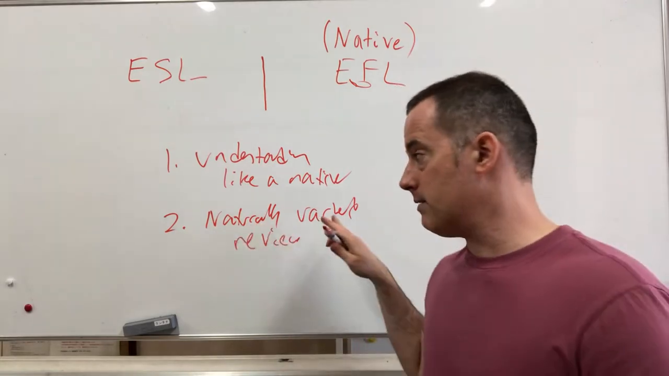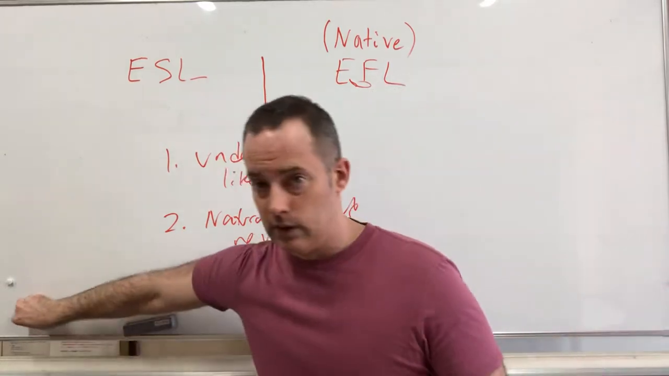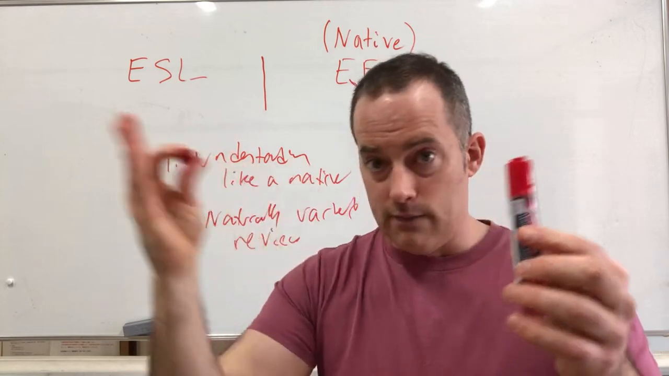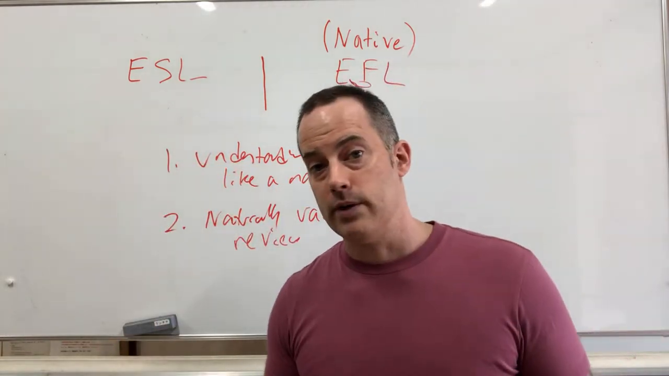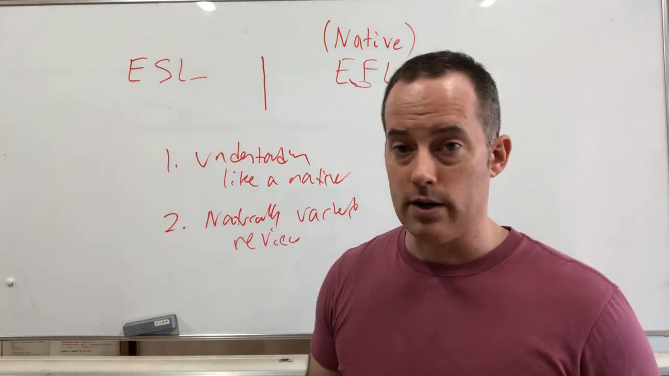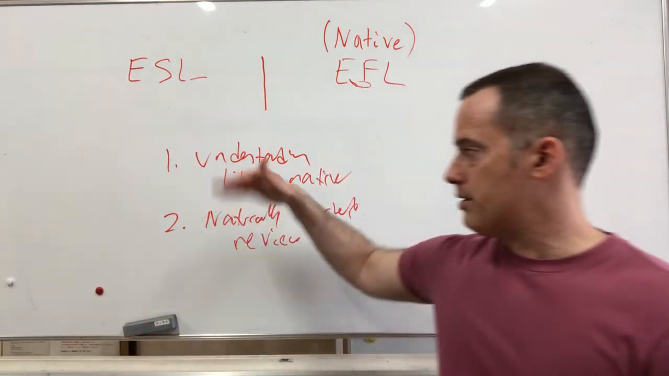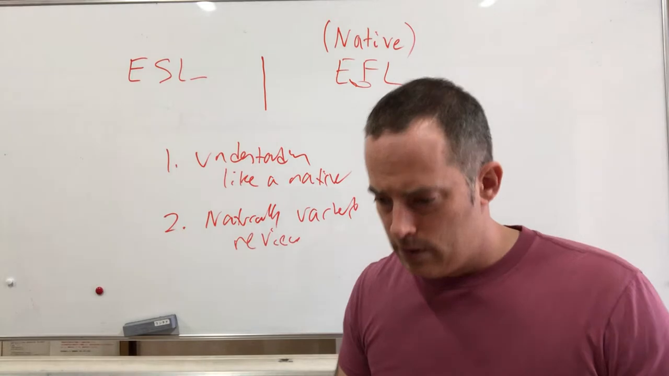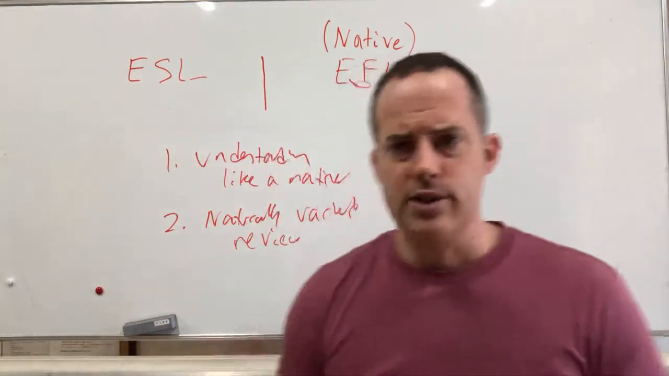But if I give you lots of naturally varied review, so an example of this for vocabulary purposes, we've got aka, aka. And if I give you 10 more things, 20 more things, 50 more things, you will really feel very confident about saying the word aka. All right? So understanding like a native and naturally varied review. All right? So hopefully this makes sense so far.